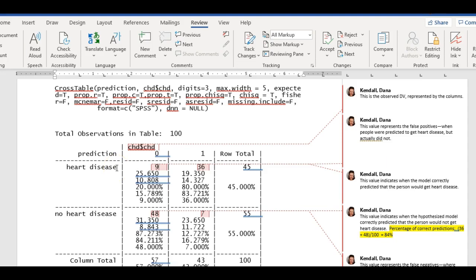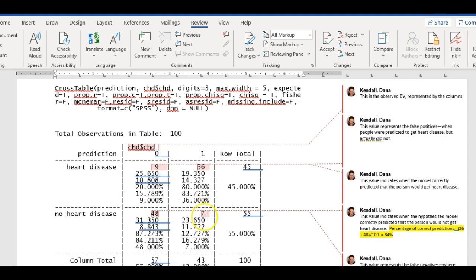False positives suck because we tell people maybe, oh, you're in the high risk category, right? And you know, by the statistical model, you're predicted to get heart disease, and then they didn't. And so it may have caused them extra worry, right?